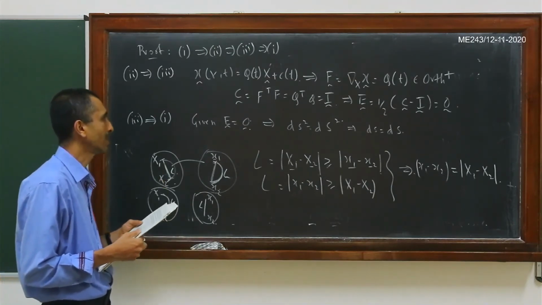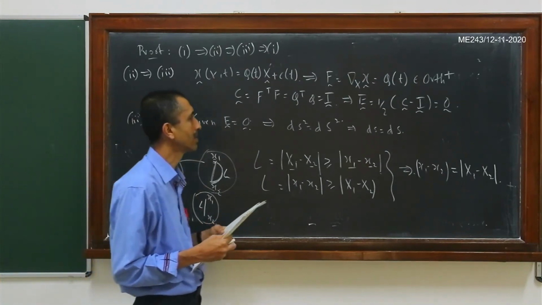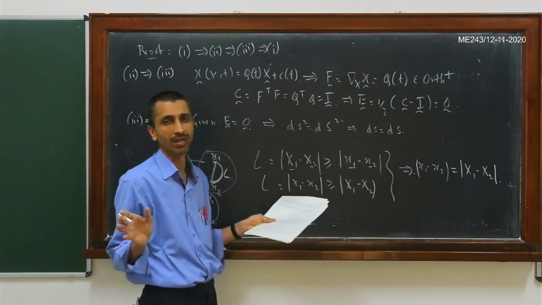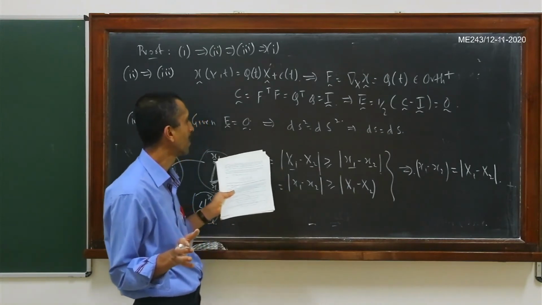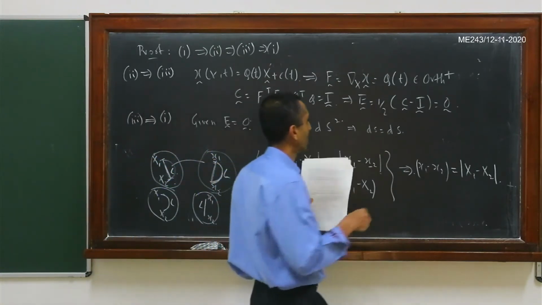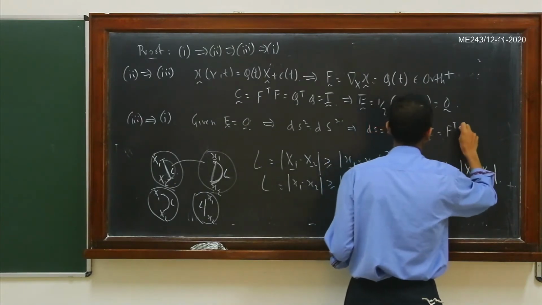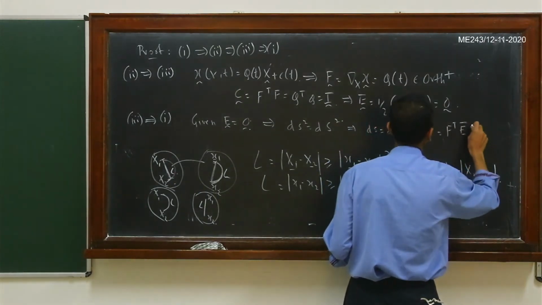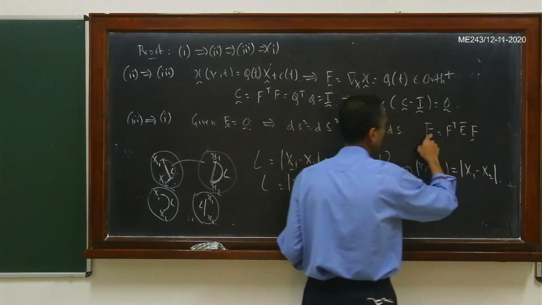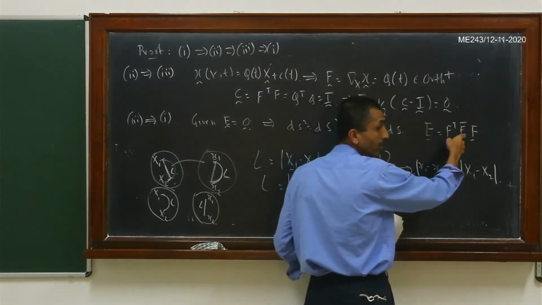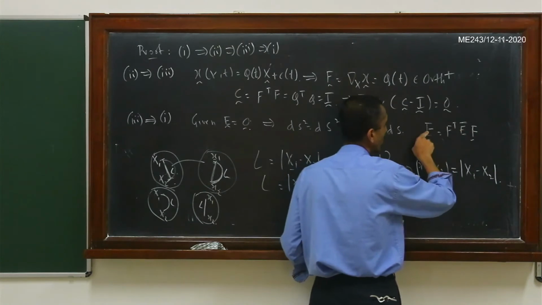And so, as I said, this is a very nice result which is valid for any strain measure actually. So we have already given the relation that E and E bar are linked as E is equal to F transpose E bar times F, right? So if E is equal to 0, then we see that E bar is also equal to 0, and if E bar is equal to 0, then E is equal to 0.